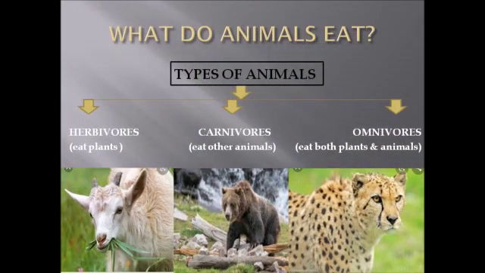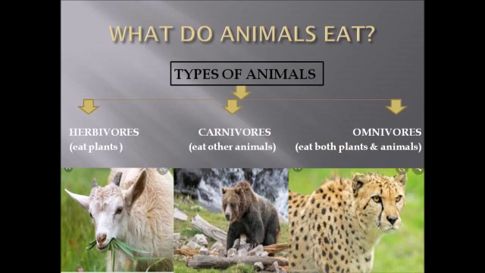Now, what do animals eat? On the basis of their food, there are mainly three types of animals: herbivores, carnivores, and omnivores. Animals which eat only plants or plant products are called herbivores. For example, goat, cow, buffalo, etc. Animals which eat other animals are called carnivores.